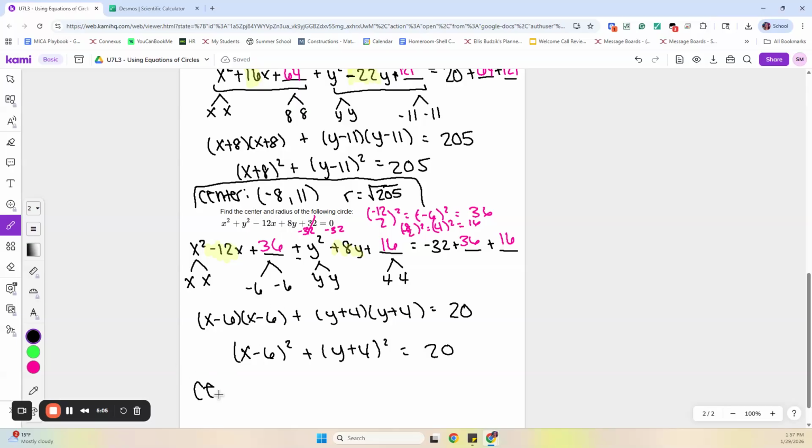So now my center, once I have all that, is going to be the opposite of negative 6, so 6, and the opposite of positive 4, negative 4. And then my radius is going to be the square root of the last number, the square root of 20. That would be our answer.